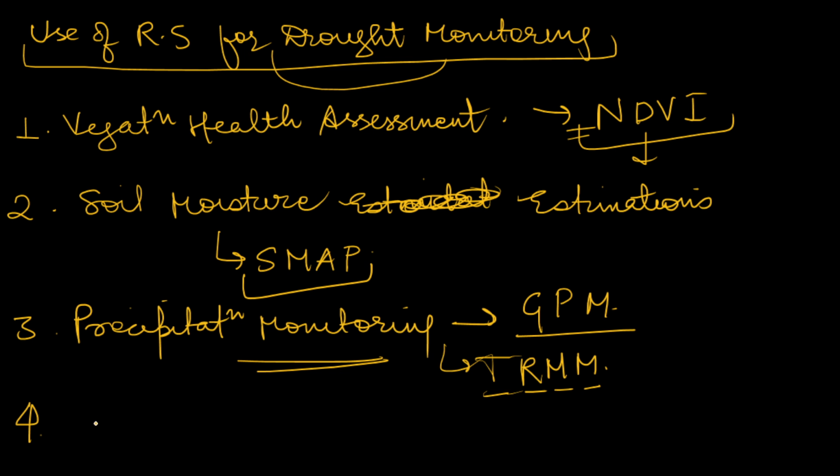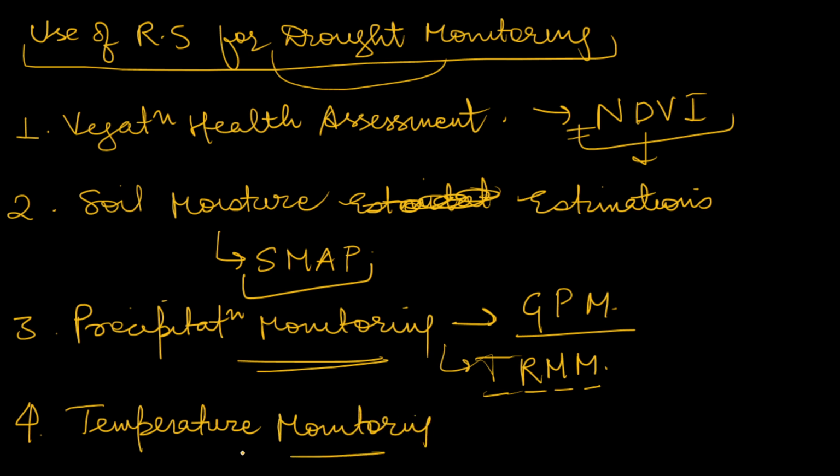We can do temperature monitoring, because in drought, especially in arid areas, the temperature is always increasing and high temperatures are present. So we can do temperature monitoring and plan various things as per the temperature. Here we can use LST, land surface temperature. We can capture various temperature variations and their impact on plants due to drought.